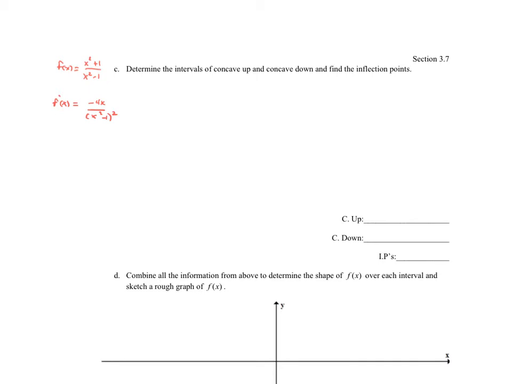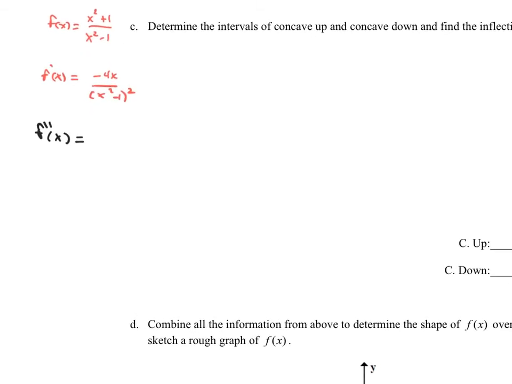The derivative after we used the quotient rule and simplified was negative 4x all over (x squared minus 1) quantity squared. So if we want to find the second derivative of this function, we're going to have to use the quotient rule yet again. Remember, the quotient rule is the bottom, which is (x squared minus 1) squared, times the derivative of the top. Well, the derivative of negative 4x is negative 4, minus the top, so that would be minus negative 4x, times the derivative of the bottom. Here we're going to have to use the chain rule.